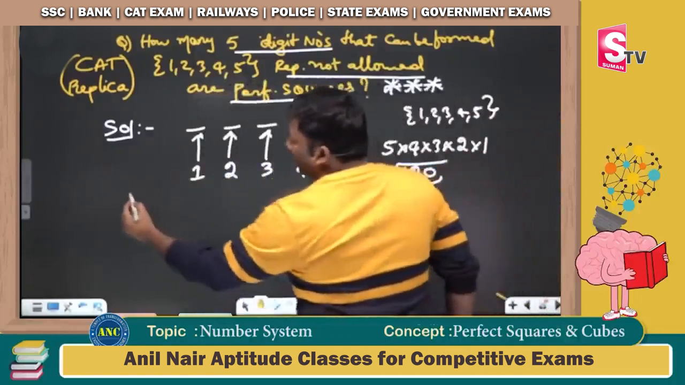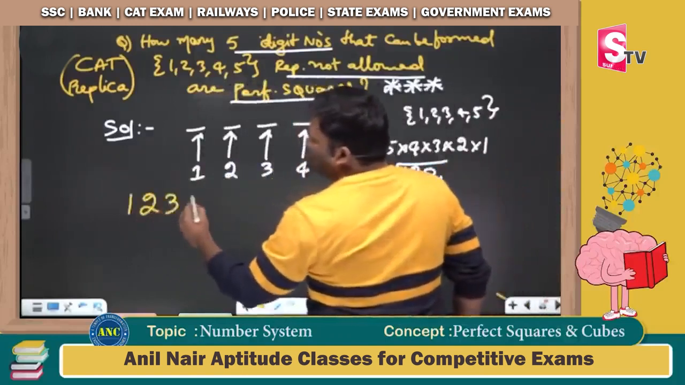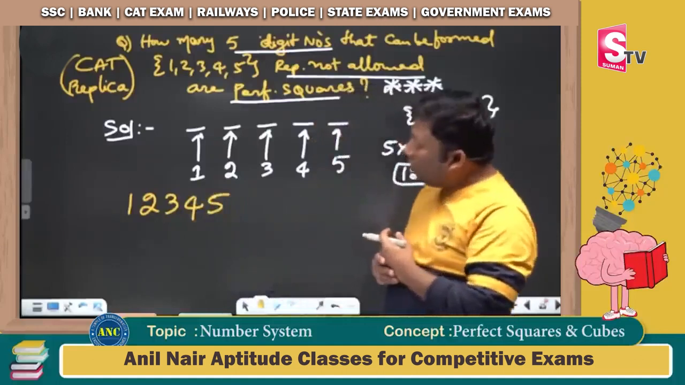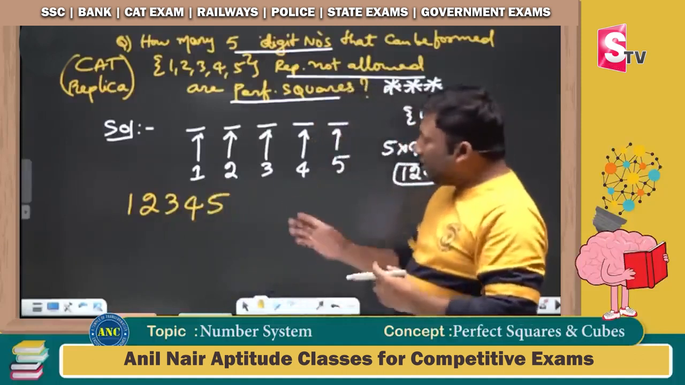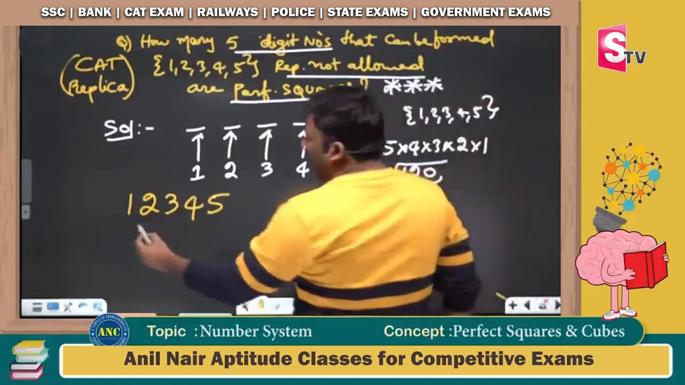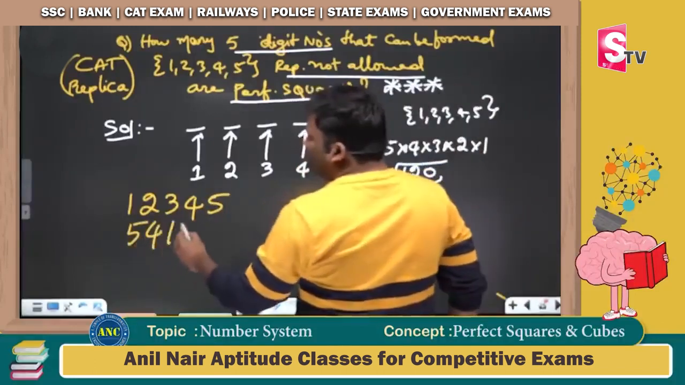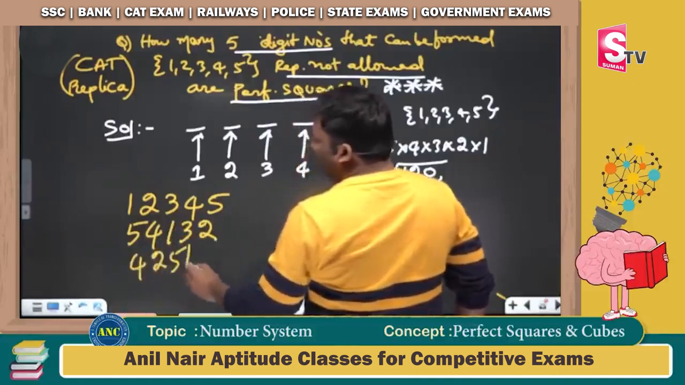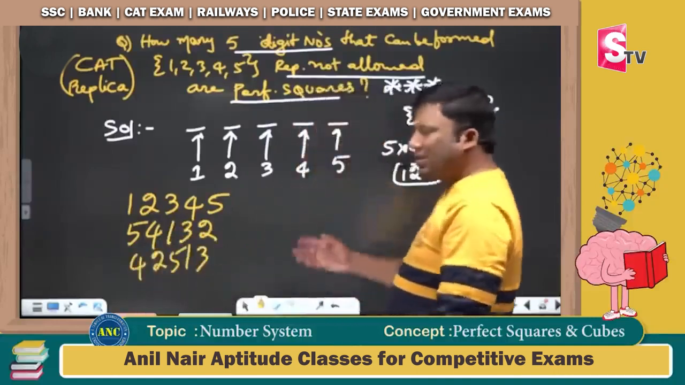Can I say one number will be like this? 1, 2, 3, 4, 5. Is there any digit that is repeated? No. All the 5 digits are used. A number can also be like this: 5, 4, 1, 3, 2. A number can also be like this: 4, 2, 5, 1, 3. It can be any such number.